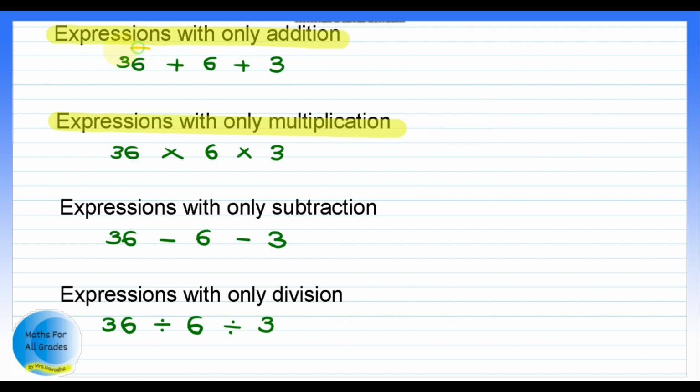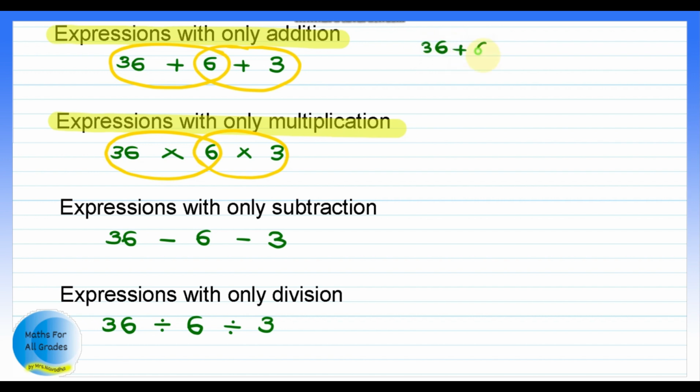For example, you can start this question by adding 36 and 6 first and then 3. Or you can start here with 6 plus 3. Both ways are correct. And the same rule applies for multiplication as well. You can multiply 36 by 6 first and then by 3. Or you can multiply 6 by 3 first and then by 36. Both ways are correct. I'll show you the calculation part.